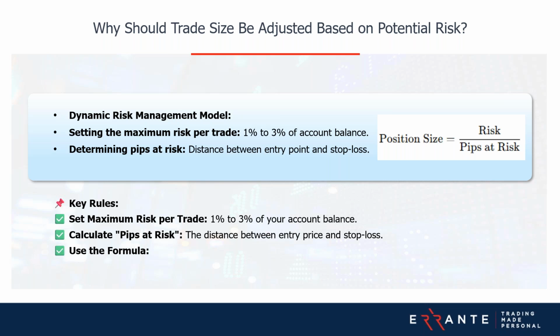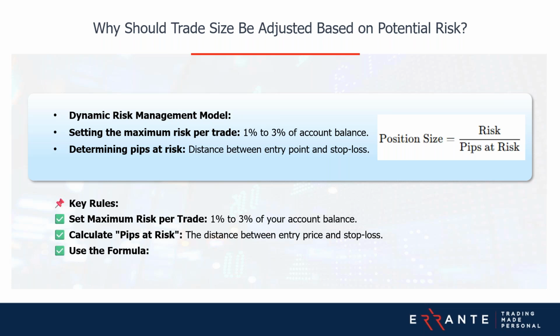And the bottom line here is that adjusting position size dynamically ensures that your risk remains fixed and proportional to market conditions. Here are some common mistakes I would like to mention before I close this webinar. First, using the same lot size for every trade is not recommended. The solution is to always calculate position size based on the stop loss distance.